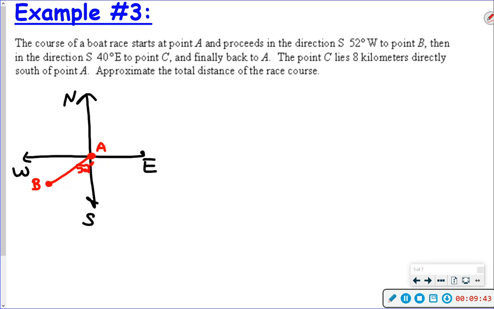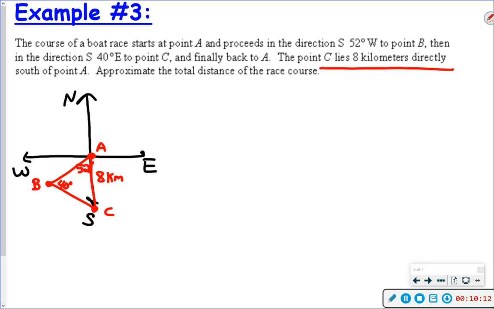Read this. C lies directly 8 kilometers south of A, directly below A. So I'm going to put C on the axis directly below A, and now I'm going to connect them. And of course, they told us this was 40 degrees. Okay, 8 kilometers. Getting everything labeled, looking good. All right, so see like that.